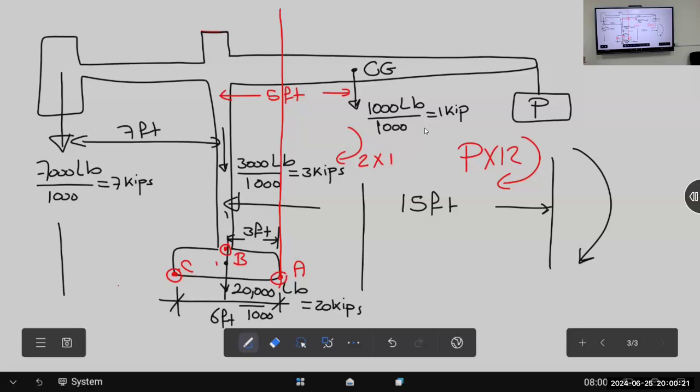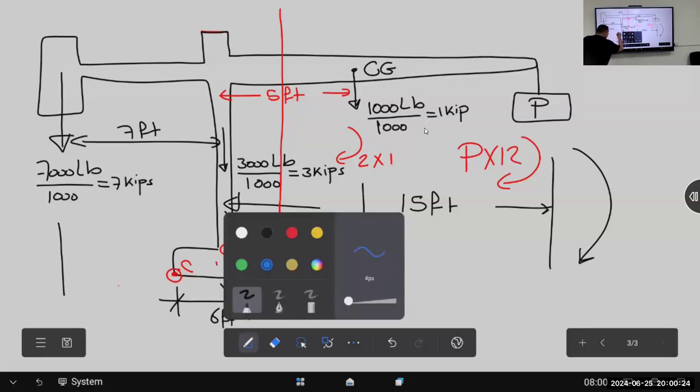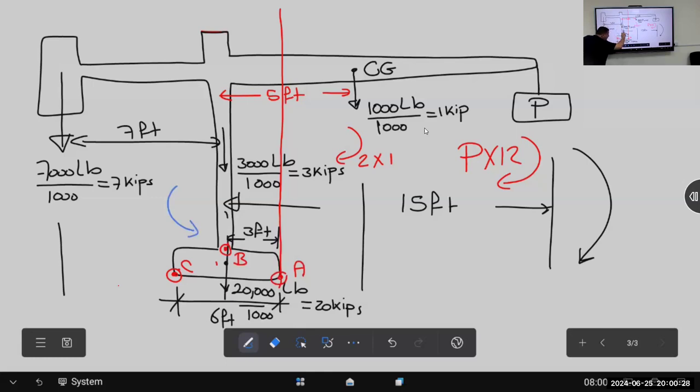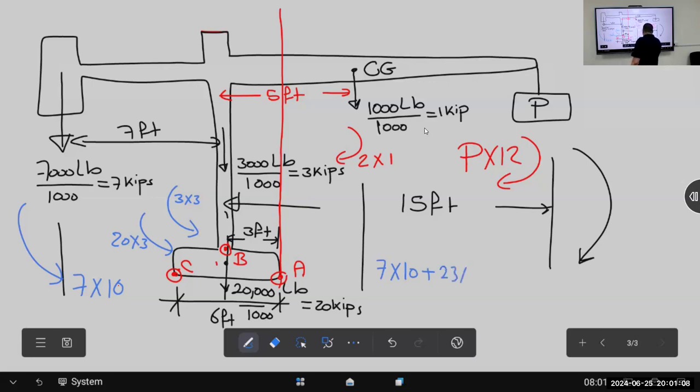What about the left hand side moment? Another moment: 3,000, 3 kips multiplied by 3. The weight of the foundation is 20 multiplied by 3, with 7 kips multiplied by 7 plus 3, 10. If I now write the equation: 7 multiplied by 10 plus 3 multiplied by 3 with 20 multiplied by 3, and 23 multiplied by 3. This is the left hand side, equals the right hand side.